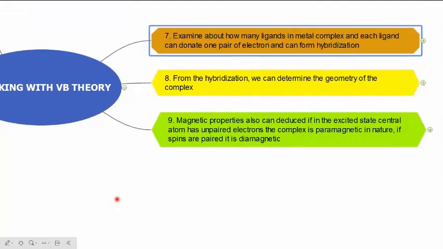Next step is to examine how many ligands are in the metal complex, and each ligand can donate a pair of electrons and form the hybridization.